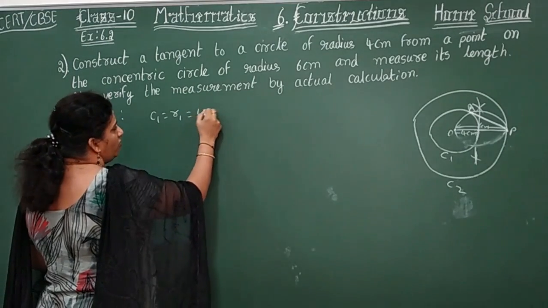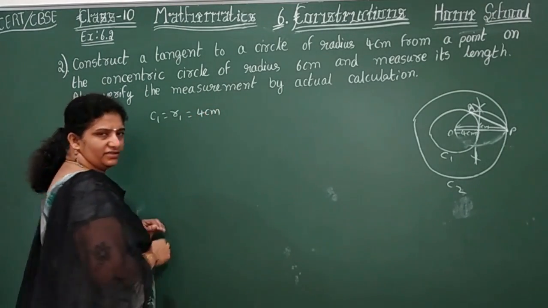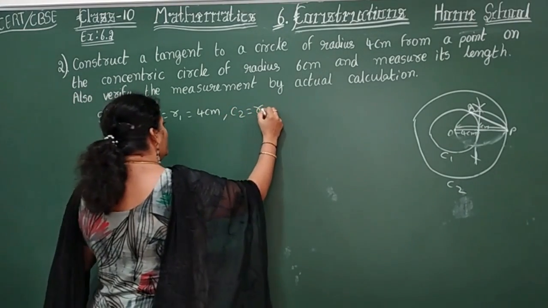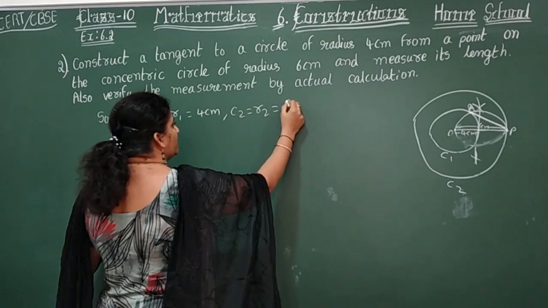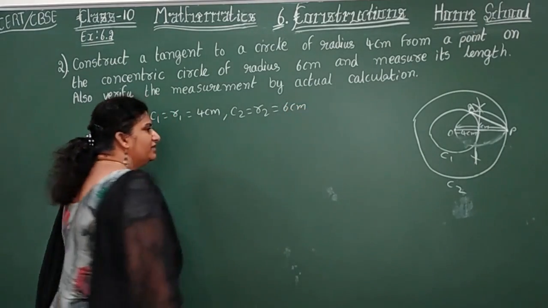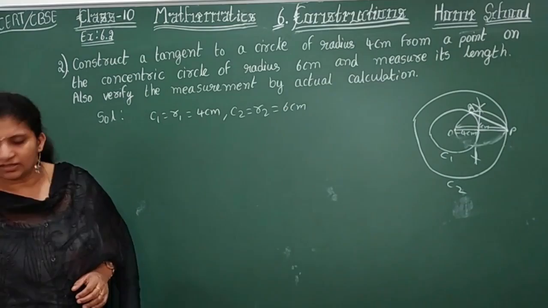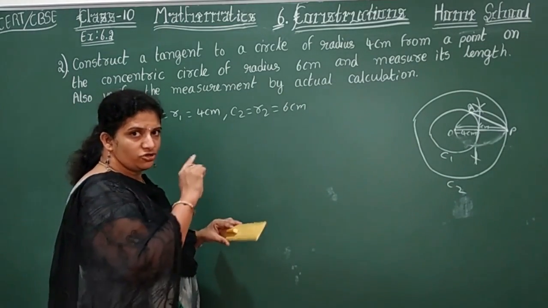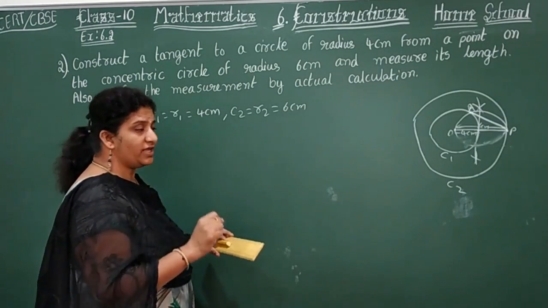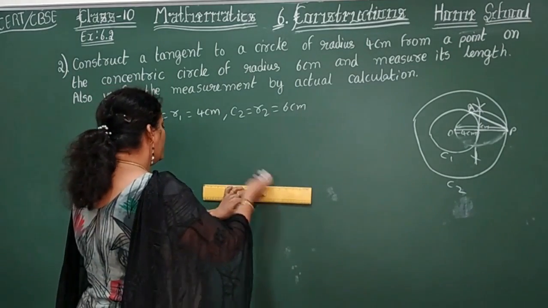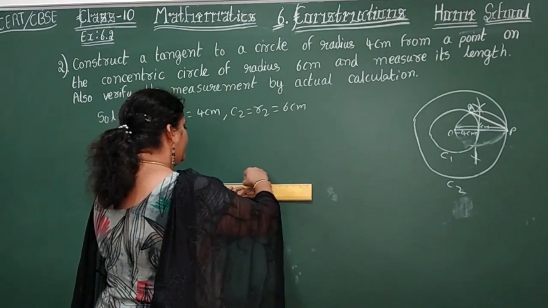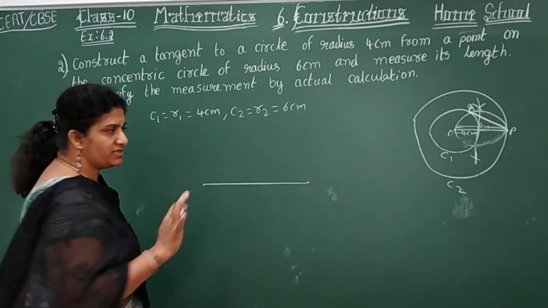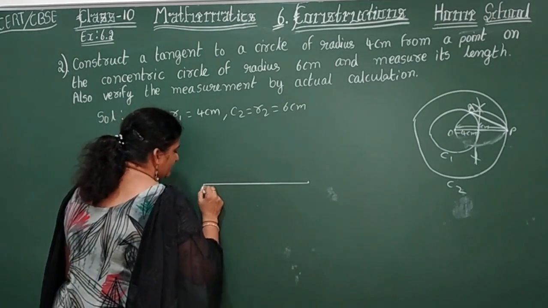R1 is equal to 4 centimeters. Then the second circle radius is equal to how much here? 6 centimeters. We need to draw the tangent. For that, first thing we need to do, children, is not draw the circle. First we need to draw the line. What is its length here? 6 centimeters. Draw a line.